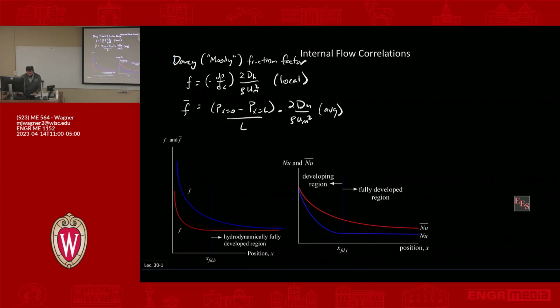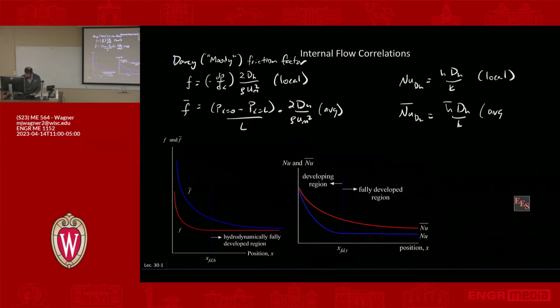For the heat transfer side, I guess I've already written these, but I'll just rewrite them so you have them in one place. So we have Nusselt dH is equal to h dH over k, right? This is local. And then we have Nusselt bar dH is equal to h bar dH over k, and this is average. Right, so the obvious question is, how do we get these h bar values or f values? So you can do that either with a lookup table. You can use EES to do that. So we can look at EES.